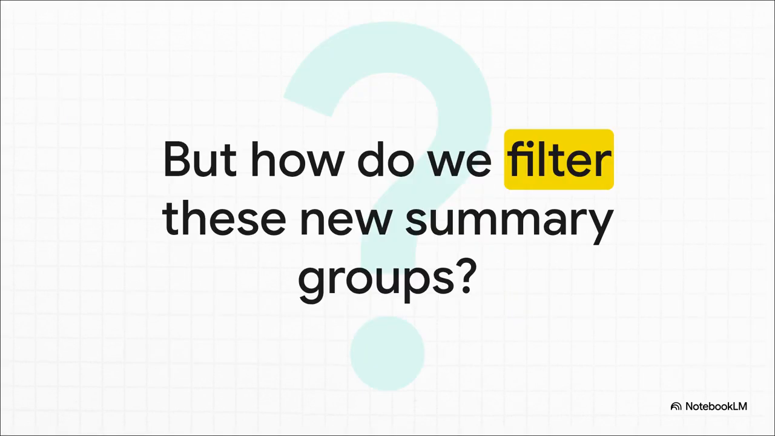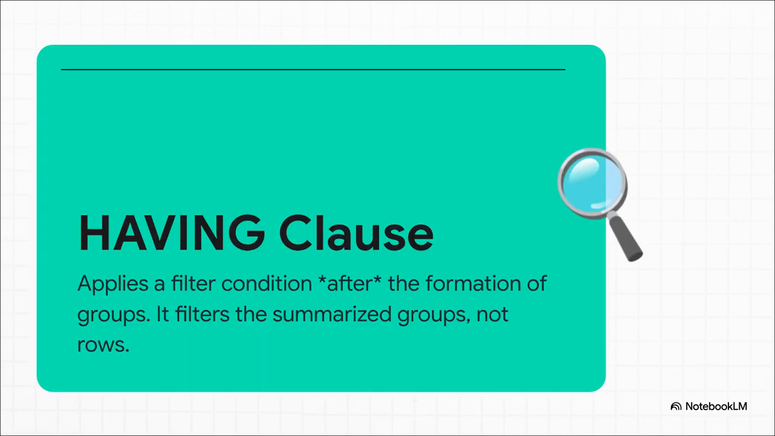But you know what the very next question is, right? Now that we have this cool summary, how do we filter it? For instance, how could we find only the departments where that average salary is, say, over $42,000? And the answer is the having clause. It was literally designed for this one job. It's like a where clause, but it doesn't filter individual rows. It filters the summarized groups that you just created.